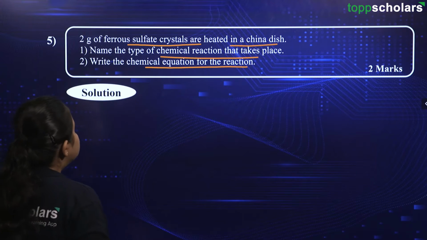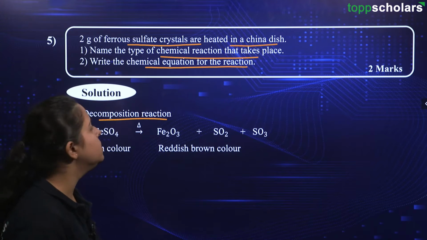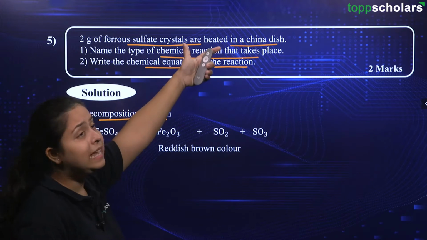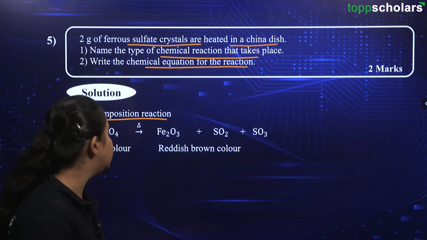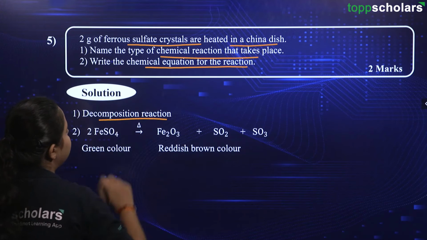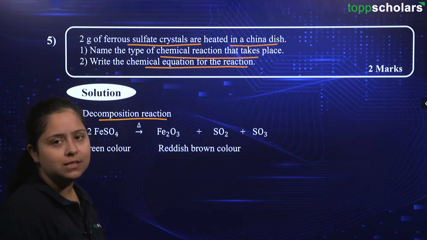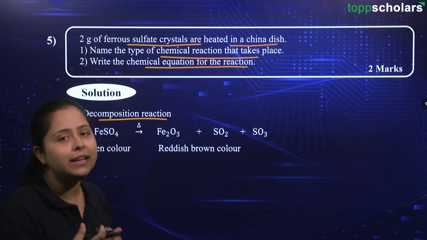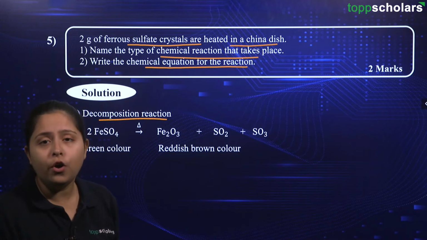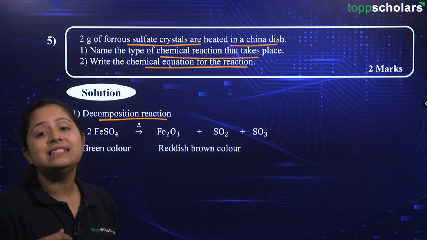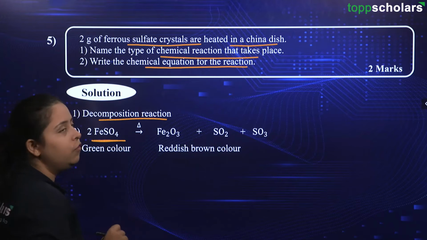So friends, this reaction's name is decomposition reaction because we have just said that it is heated, and from heat we can relate it with decomposition, right? So the reaction type is decomposition reaction. Now we have taken ferrous sulfate crystals. Ferrous sulfate, iron is there and sulfate group is there. Sulfate group is SO4. Iron's chemical symbol is Fe. Okay, so we are having FeSO4.